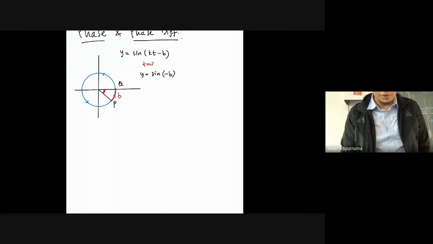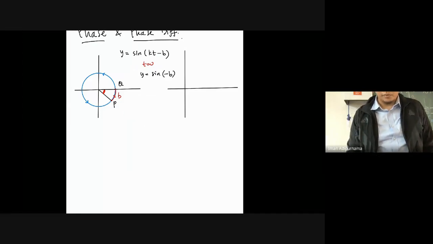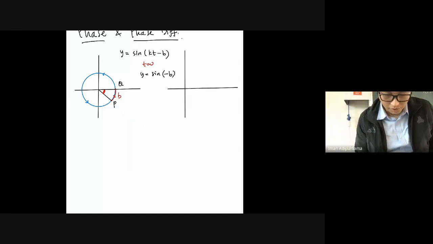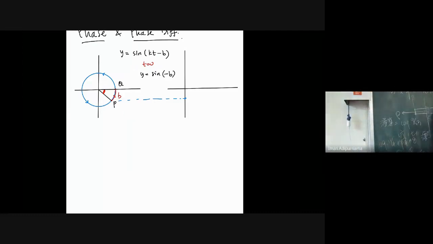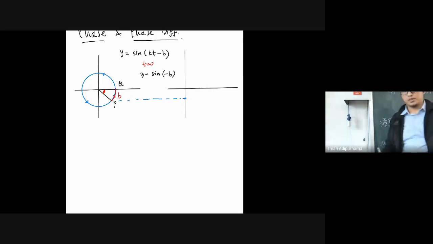And when we translate this into our harmonic motion, let's say this b will be, let's start from P to the Q, okay? Let's start from P, okay?